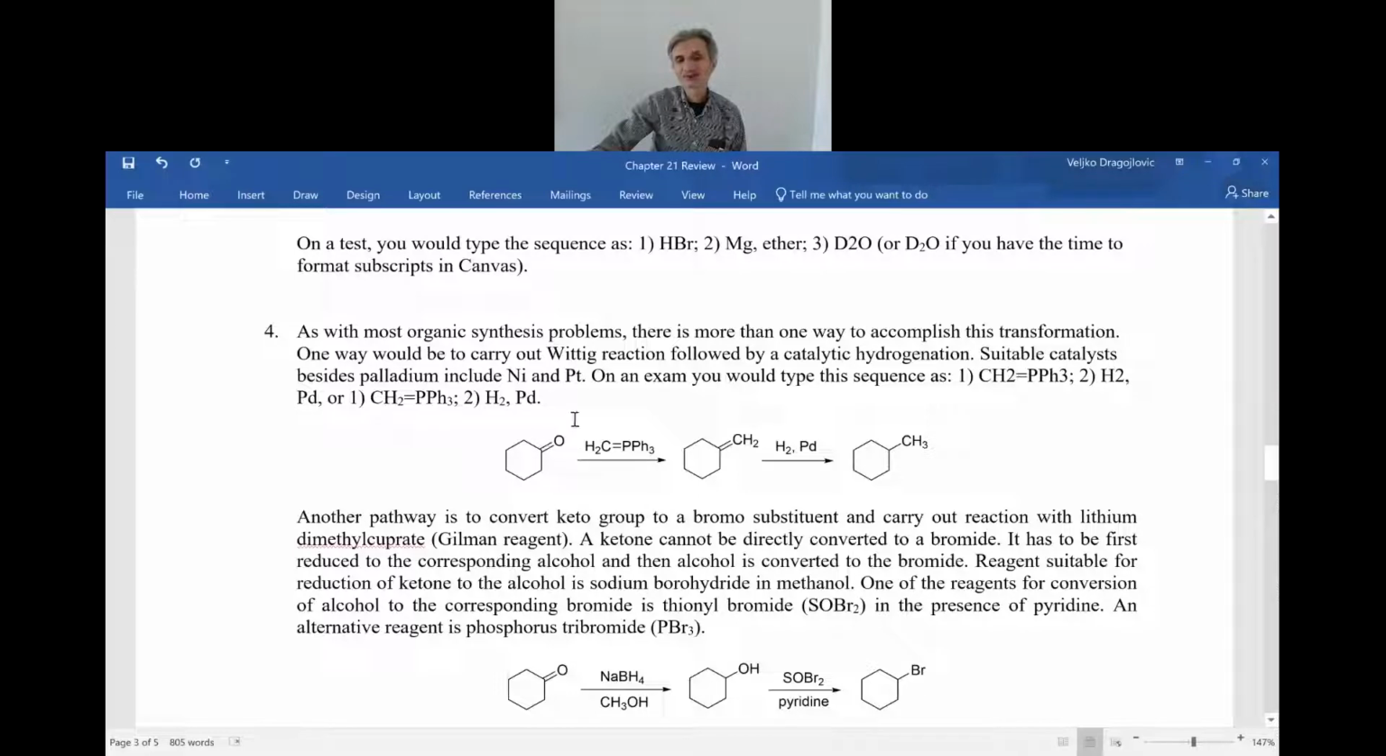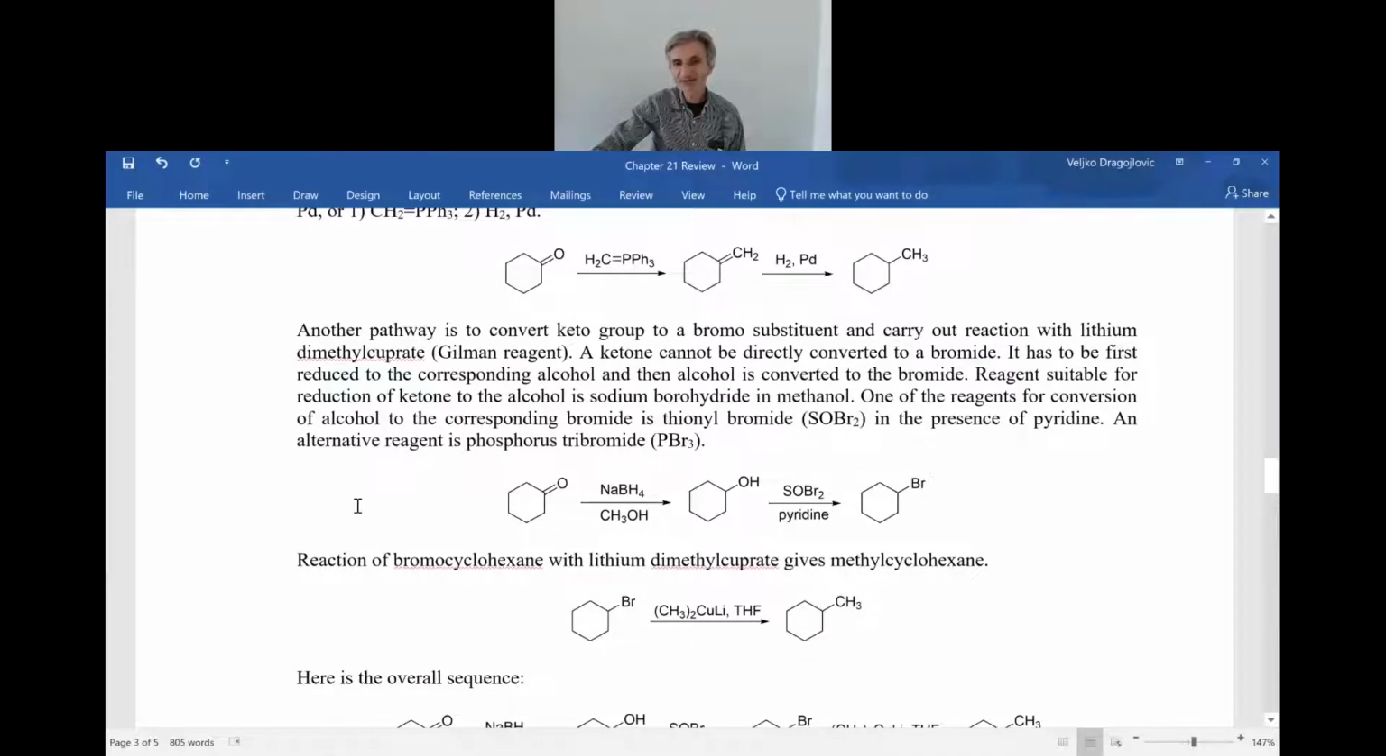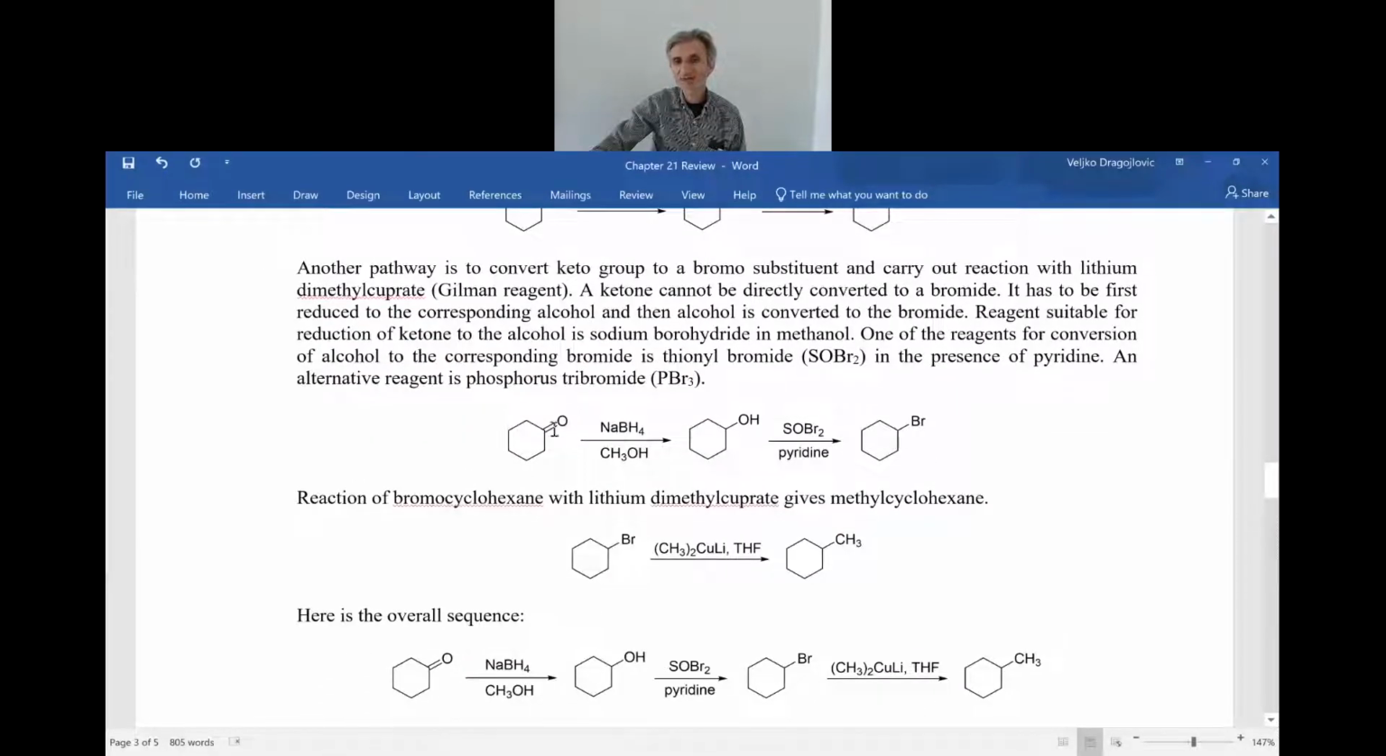So one way to do it is to carry out a Wittig reaction and introduce a methylene group instead of methyl. And then simple hydrogenation gives the methyl group. And here is how we would write it down on a test. So Wittig reagent, first reaction, and second one, hydrogenation.